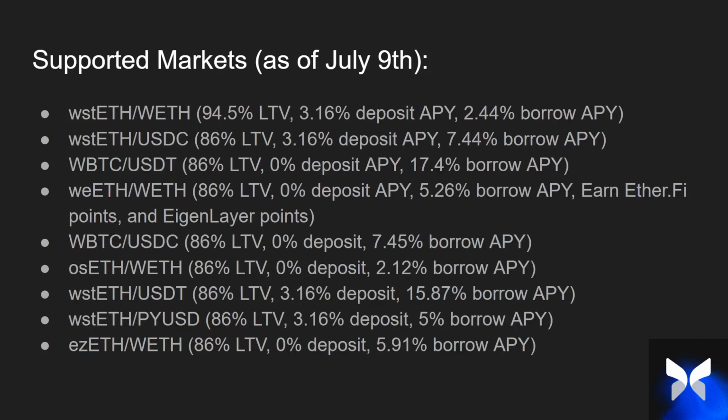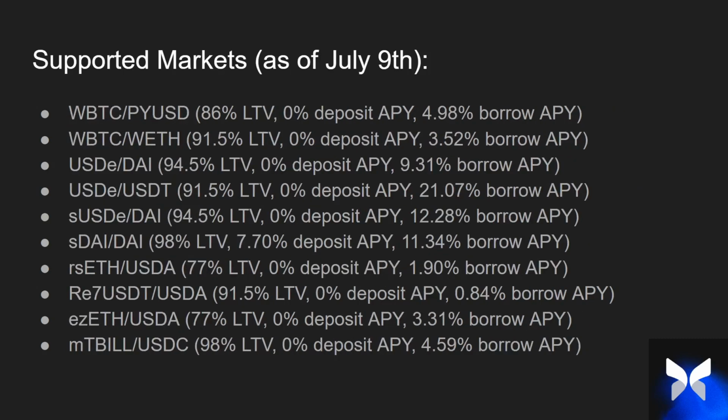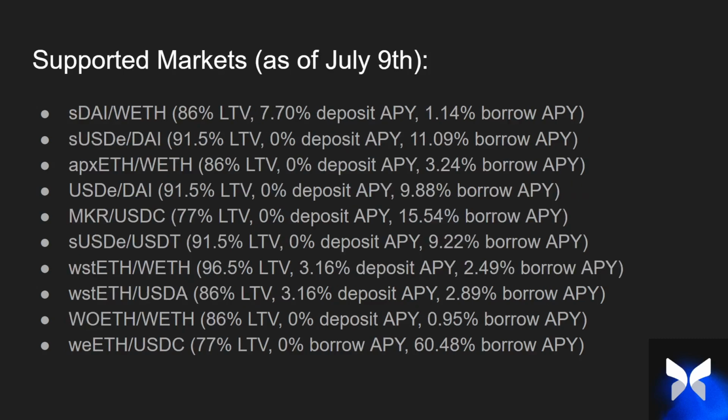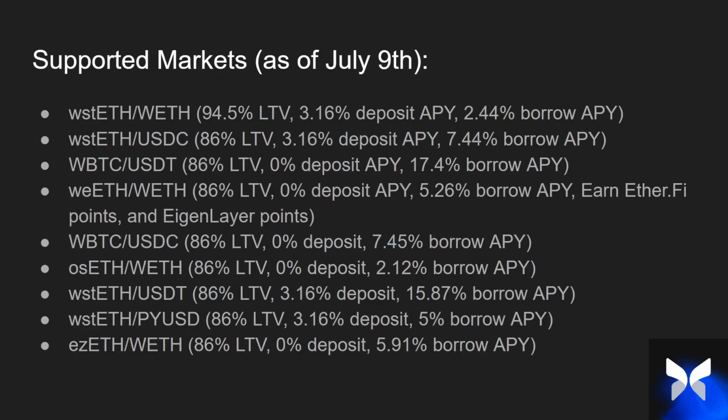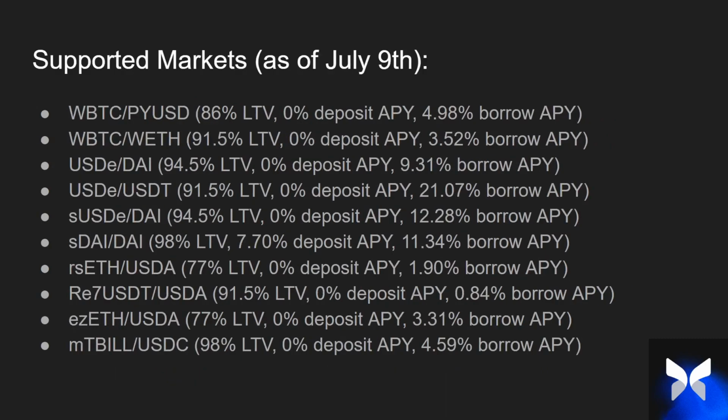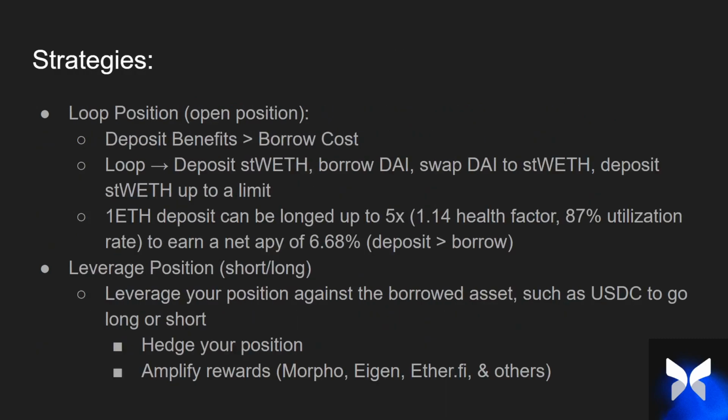Great. So again, all the listed markets are here. You can find them directly on the Furucombo interface as well. But this just gives you a quick idea of what's available and what's out there. So we support quite a few markets. So what then are the strategies? So we have loop position, open position. So as I mentioned, your deposit benefits want to outweigh the borrow cost.